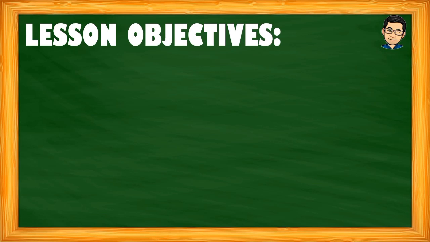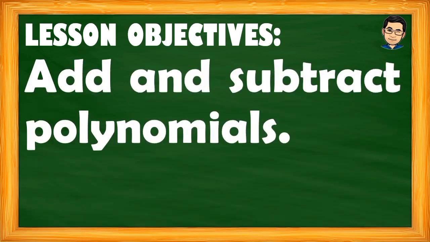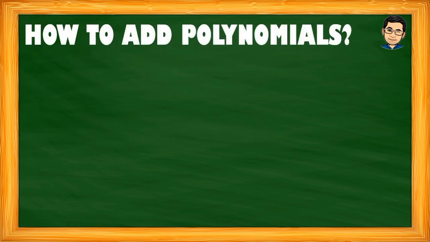So our lesson objectives, of course, we will add and subtract polynomials. So since ang addition kasi is the opposite of subtraction and subtraction is the opposite of addition, mas maganda na pagsamahin na lang natin yung kanilang lesson. So for the first operation, we'll have addition. So the question is, how to add polynomials? So paano ba tayo nag-a-add ng mga polynomials?